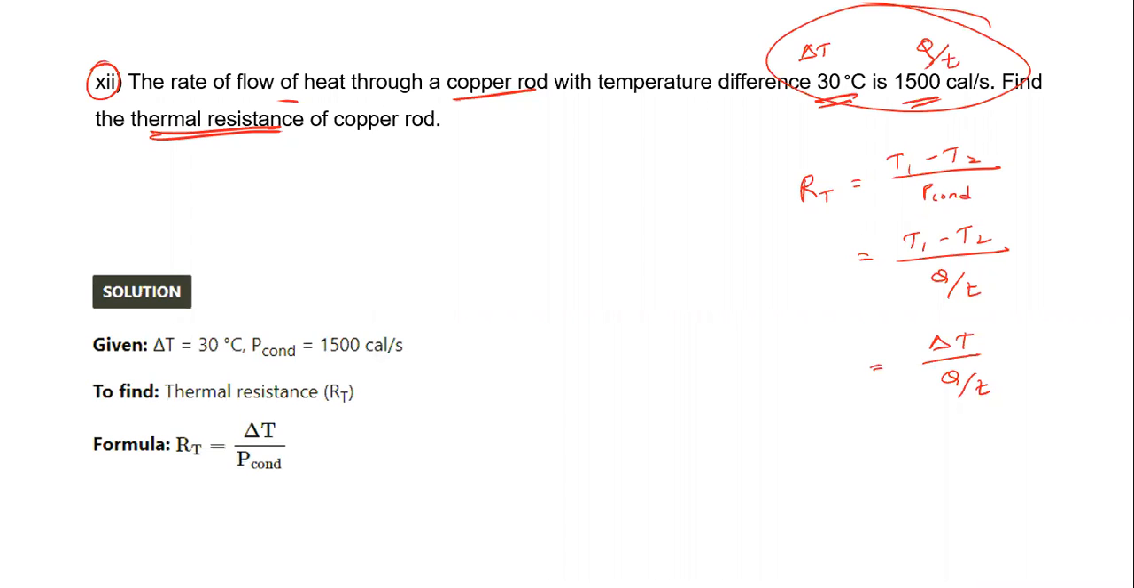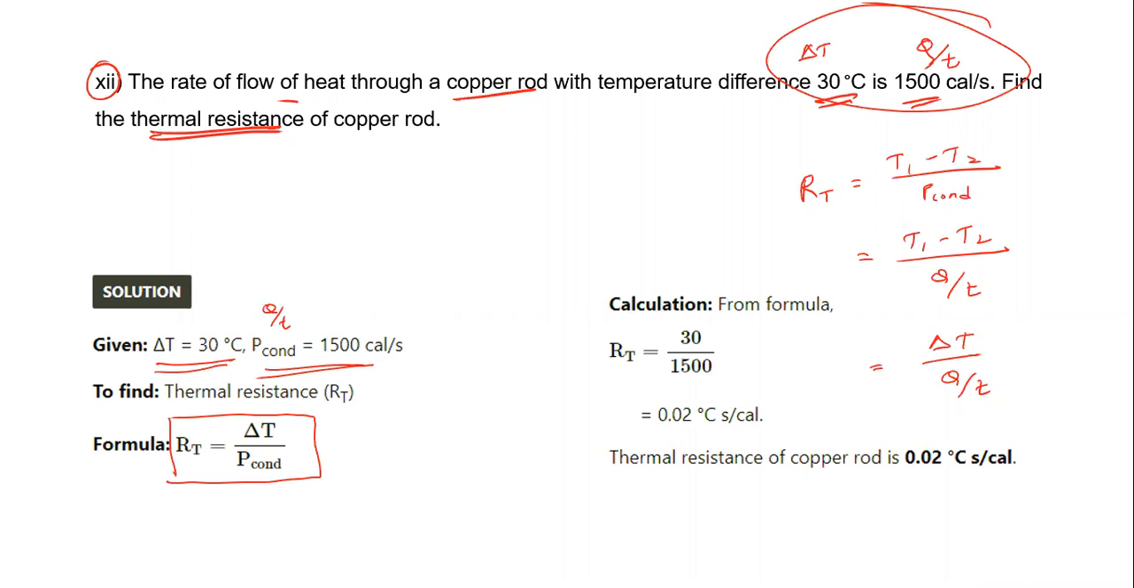Here you can see delta T is 30 degrees Celsius, P conduction is this, and thermal resistance is delta T by P conduction, or we can write Q by T. We have to take their ratio, 30 by 1500. So the zeros get cancelled, 3 by 150, and it is coming 0.02 degrees Celsius second per calorie. So this is the thermal resistance.